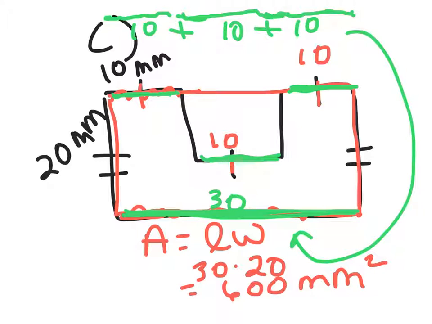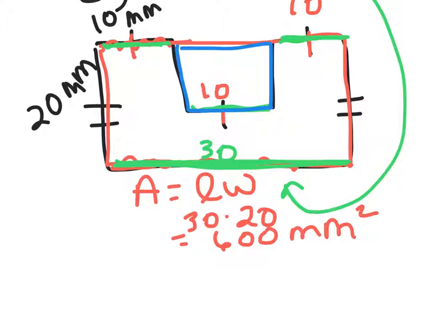I'm not done, because what I've done is figured out the area of a large rectangle. Now I have to figure out the area of the chunk. This is a chunk that I'm going to cut out of my large rectangle. So let's move forward and figure out the area of that chunk.